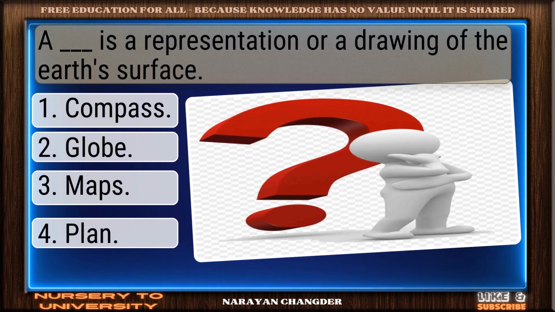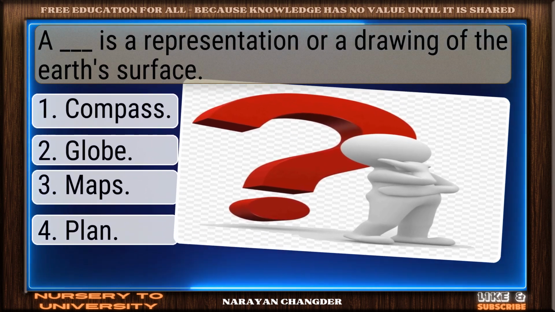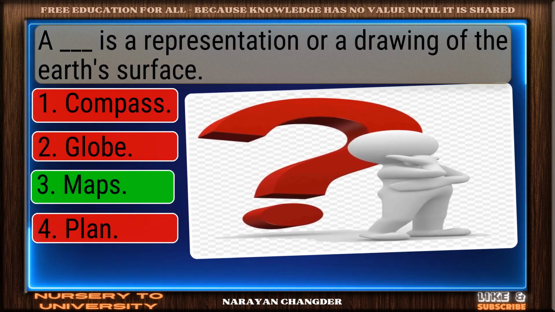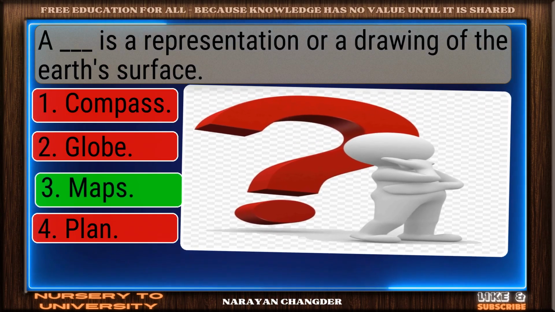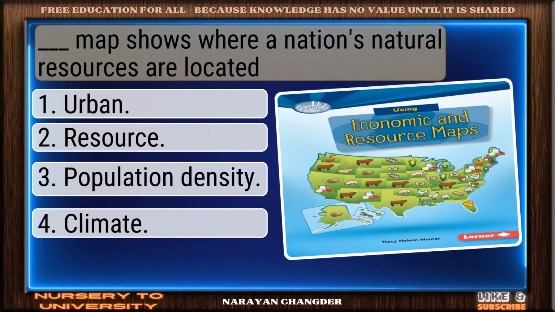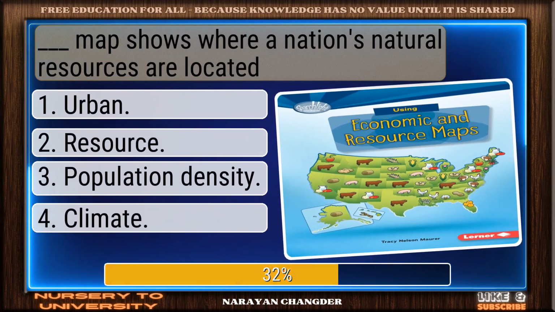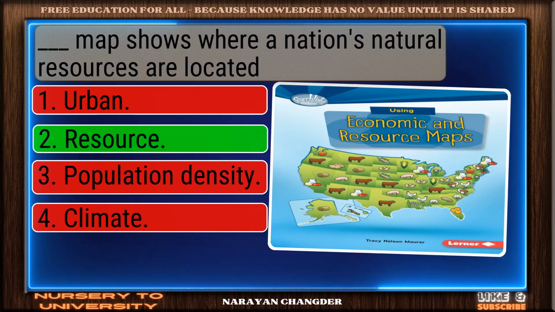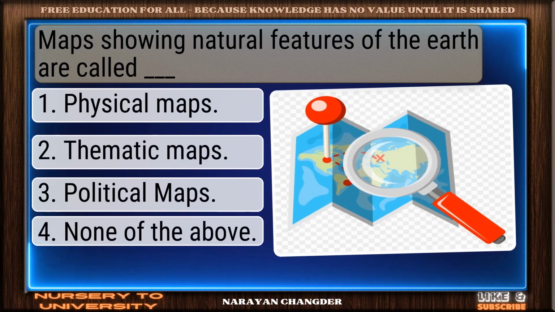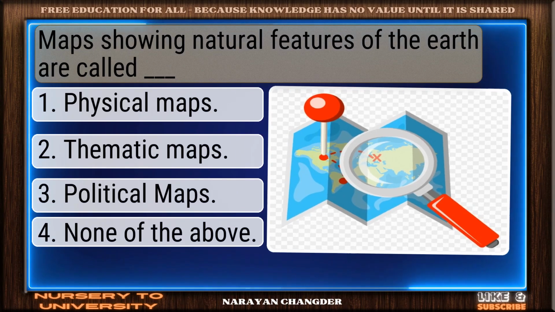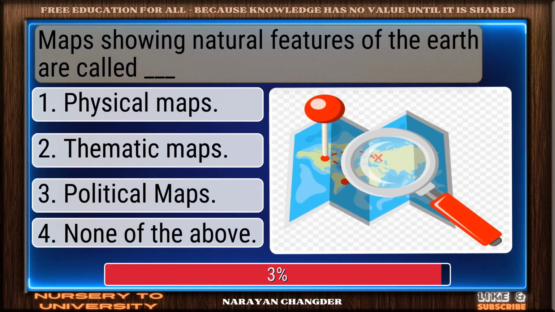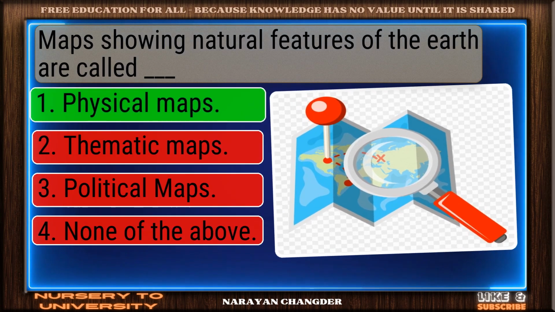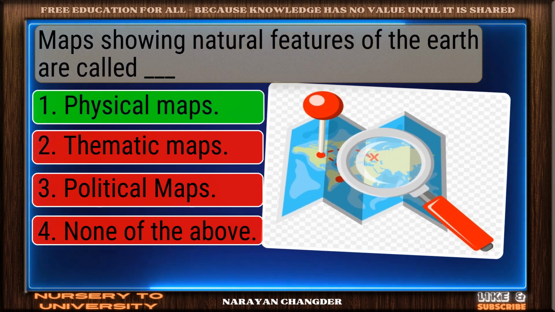A dash is a representation or a drawing of the Earth's surface. Valid point. Maps is true. Dash map shows where a nation's natural resources are located. Sharp thinking. Resource is the right choice. Maps showing natural features of the Earth are called dash. Well done. Physical maps is the right choice.